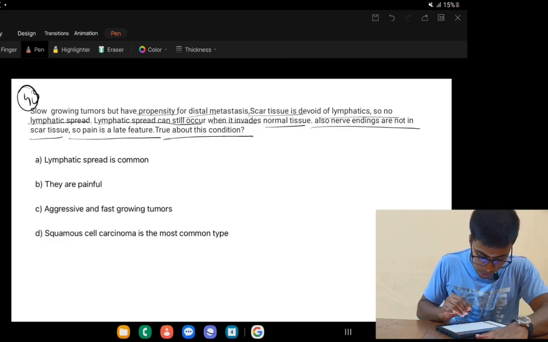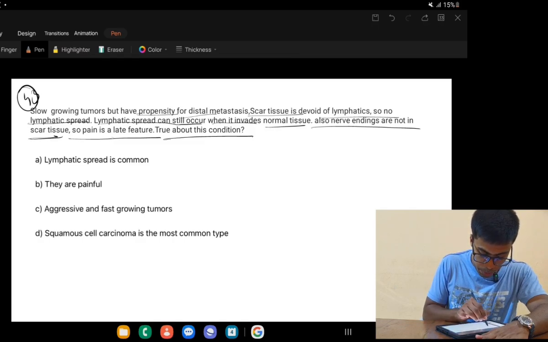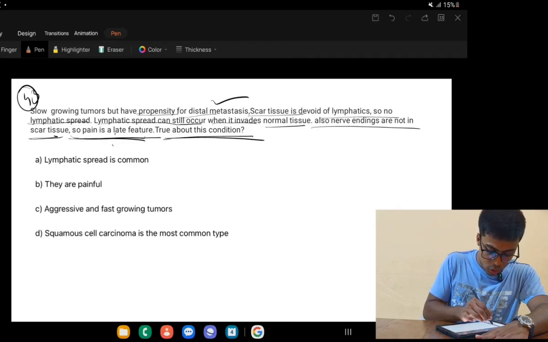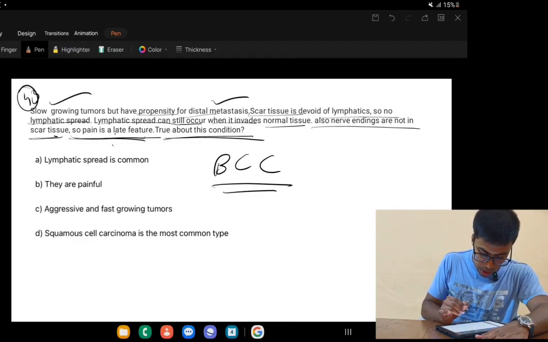Lymphatic spread can still occur when it invades normal tissue. Also nerve endings are not in scar tissue. Pain is a late feature. True about this condition. Late feature means probably a slow growing tumor. Distal metastasis is there. Scar tissue is devoid of lymphatics. So slow growing tumor is directly basal cell carcinoma. Aggressive and fast growing tumors are painful. Lymphatic spread is common, and it is the most common type. So what is true about this condition?